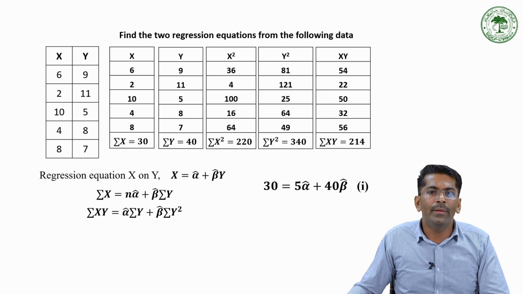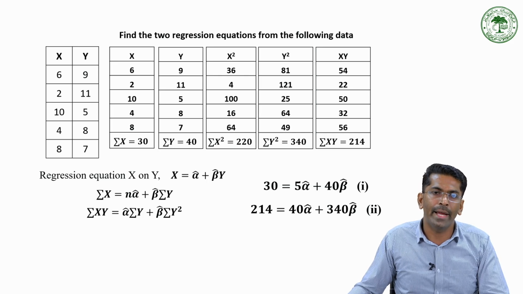Then sum of xy, which is equal to 214, equal to alpha hat into sum of y. What is sum of y? Which is 40 alpha hat plus sum of y square. Sum of y square is equal to 340 beta hat. Okay, so this is equation number 2.